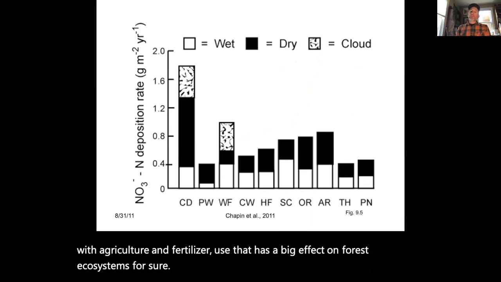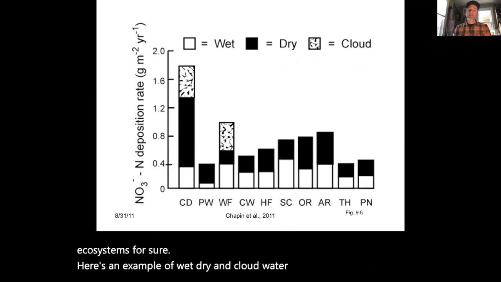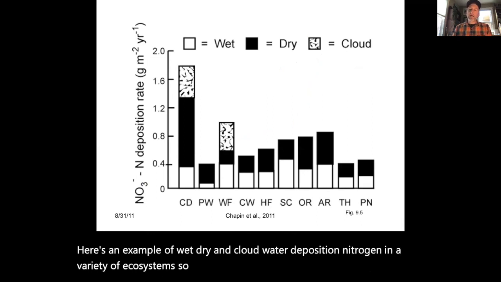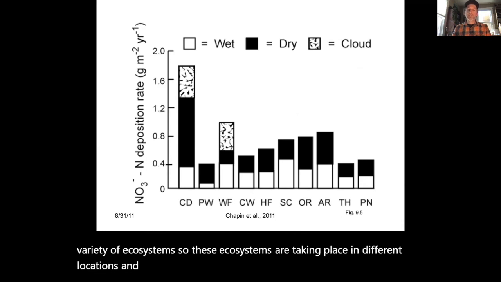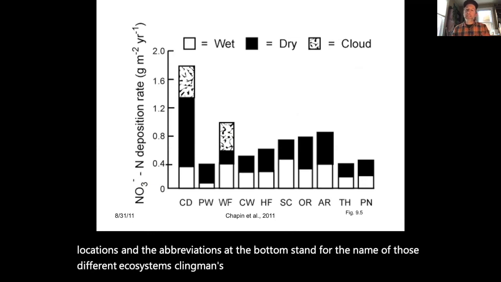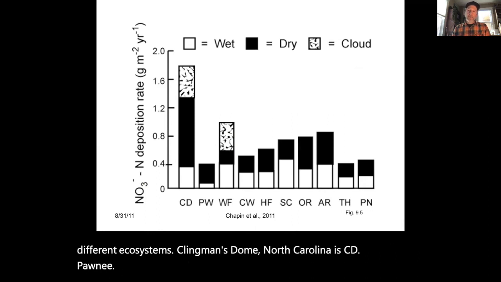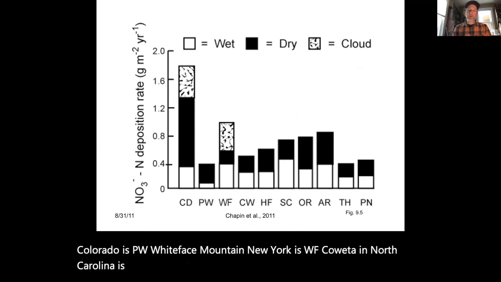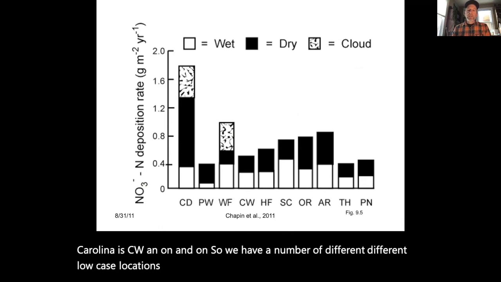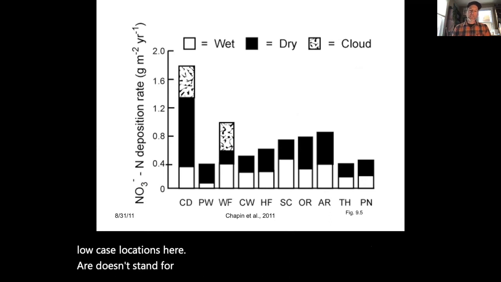Here's an example of wet, dry, and cloud water deposition of nitrogen in a variety of ecosystems. So these ecosystems are taking place in different locations, and the abbreviations at the bottom stand for the name of those different ecosystems. Clingmans Dome in North Carolina is CD, Pawnee, Colorado is PW, Whiteface Mountain, New York is WF, Coweeta in North Carolina is CW, and on and on. So we have a number of different locations here. OR doesn't stand for Oregon, by the way. This is Oak Ridge in Tennessee.